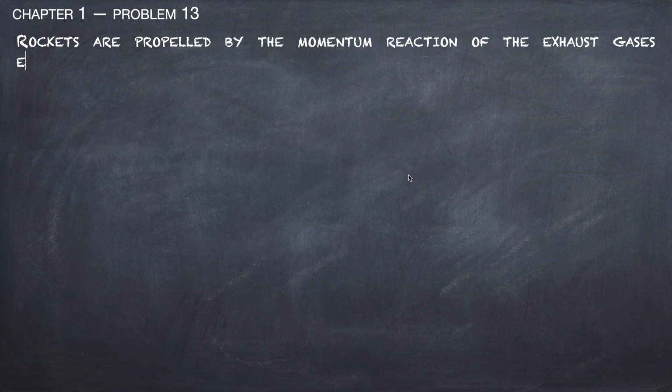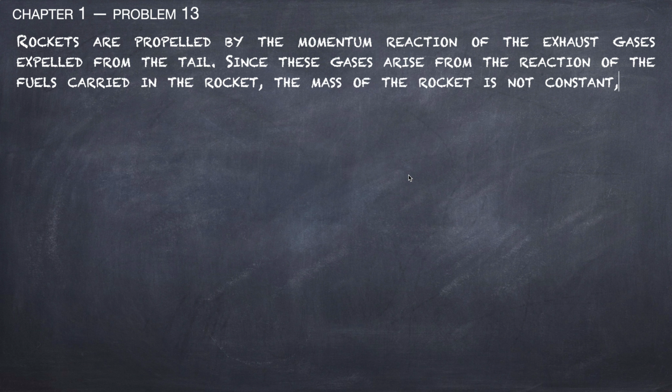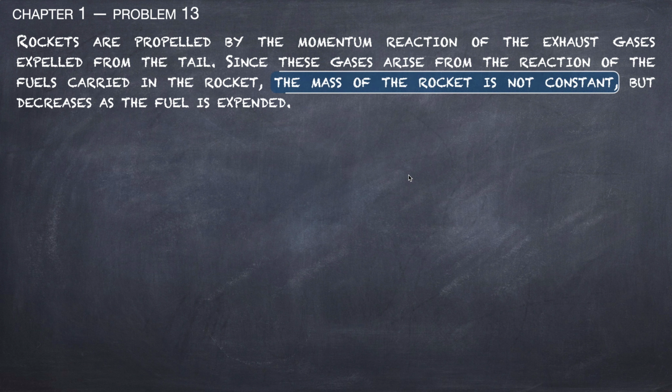Okay, Chapter 1, Problem 13. Rockets are propelled by the momentum reaction of the exhaust gases expelled from the tail. Since these gases arise from the reaction of the fuels carried in the rocket, the mass of the rocket is not constant. This is the key information in this problem. But the mass decreases as the fuel is expended.